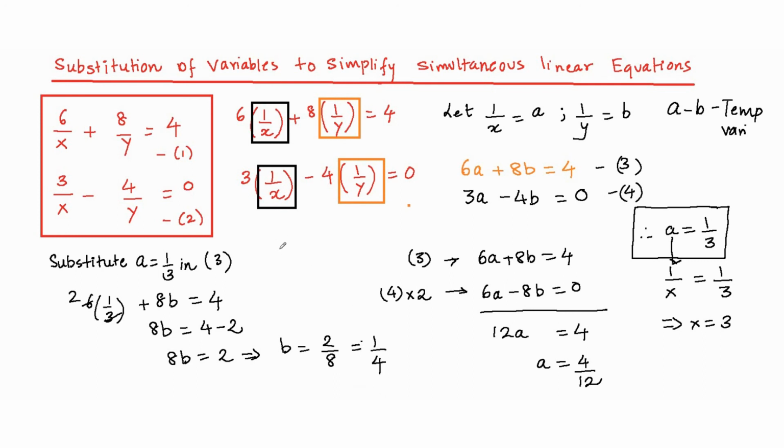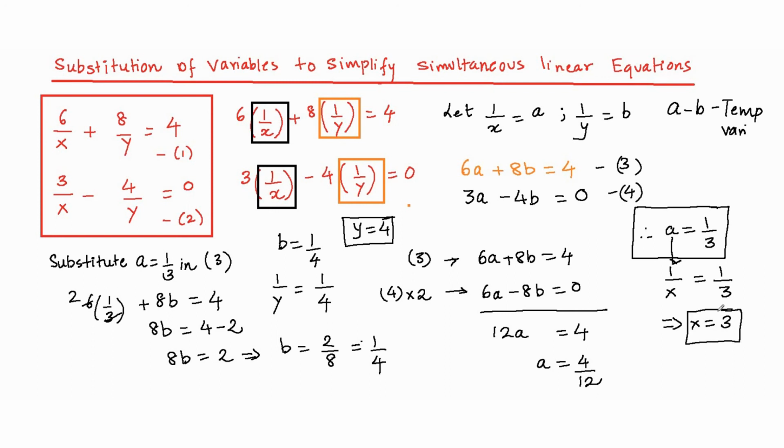So because the value of b is 1 by 4, what is b? b is actually 1 upon y. So 1 upon y equals 1 by 4, which implies y is equal to 4. Therefore, the value of x is 3 and y is equal to 4.